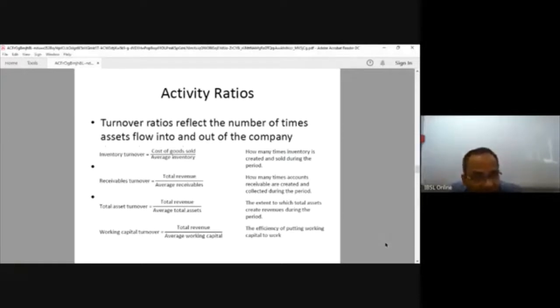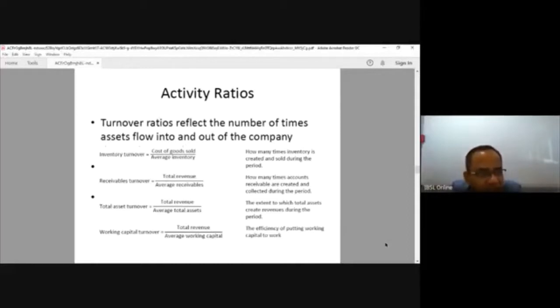And you look at the average inventory. Sometimes you will put 2 years together and take an average inventory. Let us say 2019 and 2020, you total up the 2 years' inventory, divide it, and see what the average inventory is. When you divide the total cost of goods sold by the average inventory, it shows how many times the inventory has turned over.